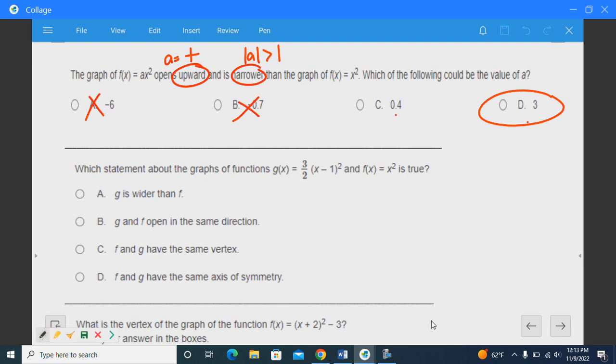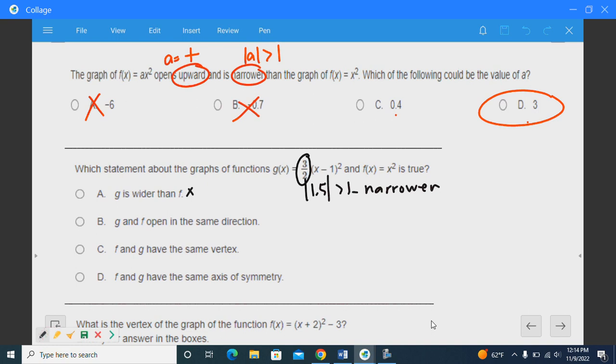How about here? Which statement about the graphs of functions g of x is equal to 3 over 2 times the quantity of x minus 1 squared, and f of x is equal to x squared is true? So this one is 1.5, which is greater than 1. Absolute value of 1.5 is greater than 1. That means it's narrower, right? So this one is not correct.